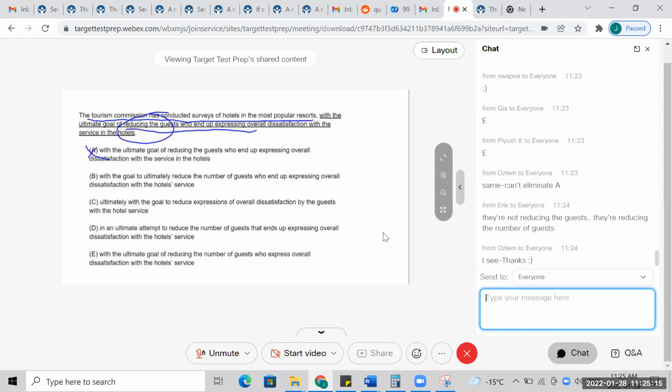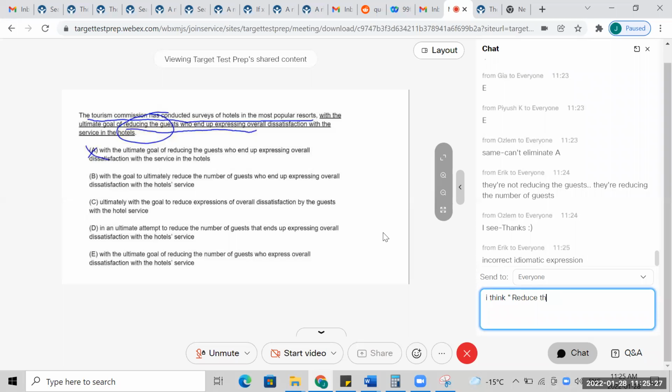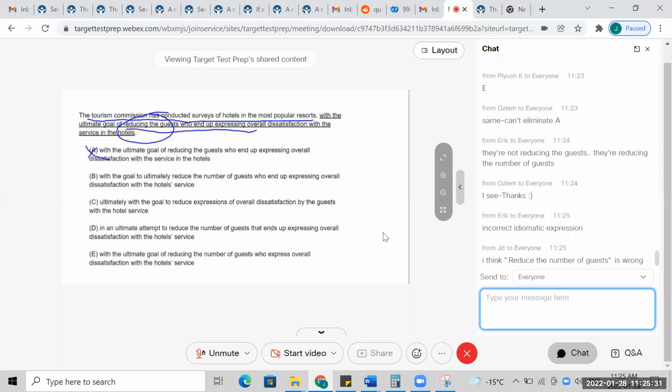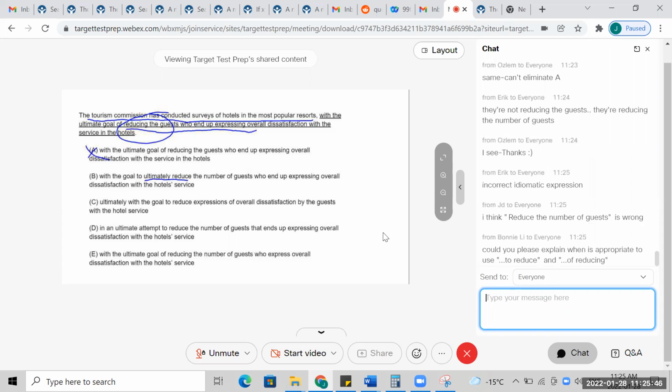Okay, let's check out B. With the goal to ultimately reduce the number of guests who end up expressing overall dissatisfaction with the hotel service. Honestly, I don't know. I'm looking at ultimately reduce. I'm not so sure about this. Ultimately reduce, I mean, that could be kind of right. So I think this is not one of our easy outs. So we're going to keep B. Okay, let's move on to C.